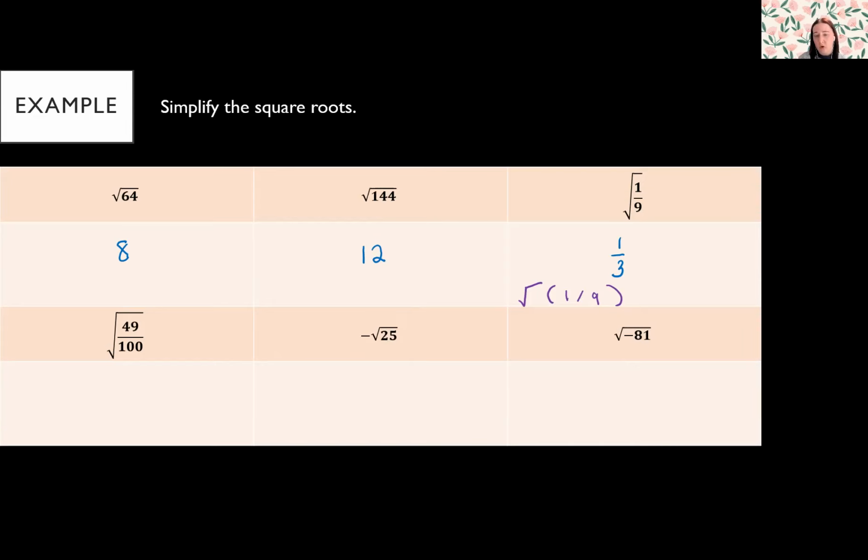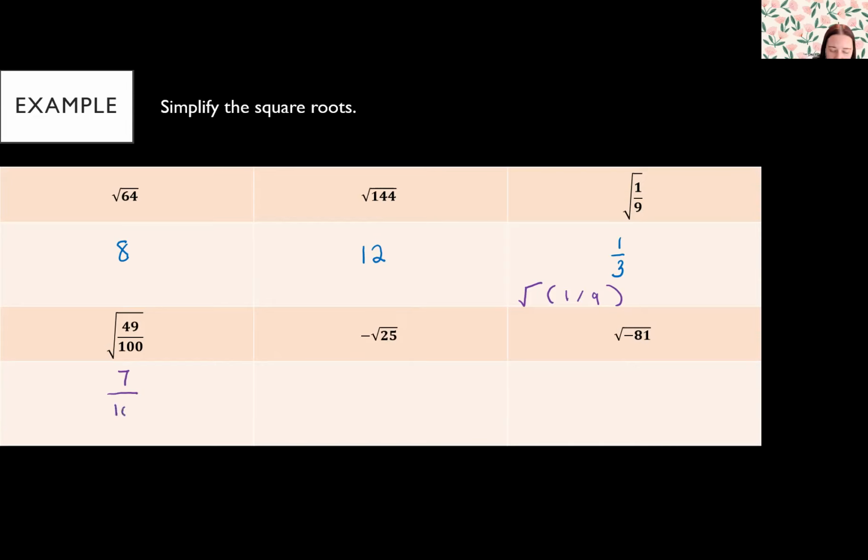So next row, we've got the square root of 49 over 100. You can do the same sort of thing that I did with the 1/9. You say, what squared gives me 49 and what squared gives me 100, and then you undo them. So 7 squared is 49, so the square root of 49 is 7. 10 squared gives you 100, so the square root of 100 is 10.